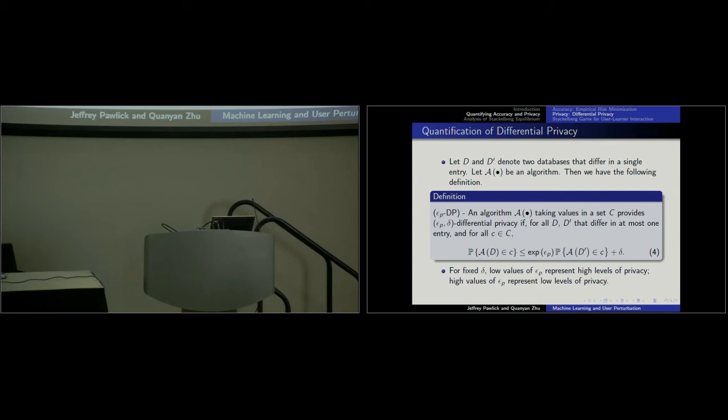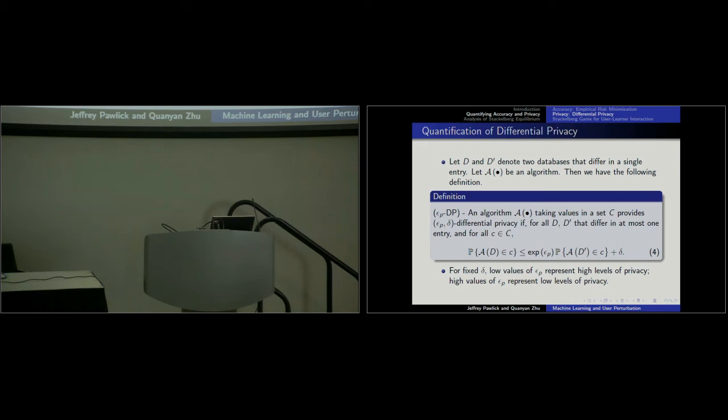And this epsilon P is going to quantify our differential privacy. Obviously, low values of epsilon P sitting down here represent a high level of differential privacy. Think about this: epsilon P is very low, let's say zero. So this term is going to be equal to one.